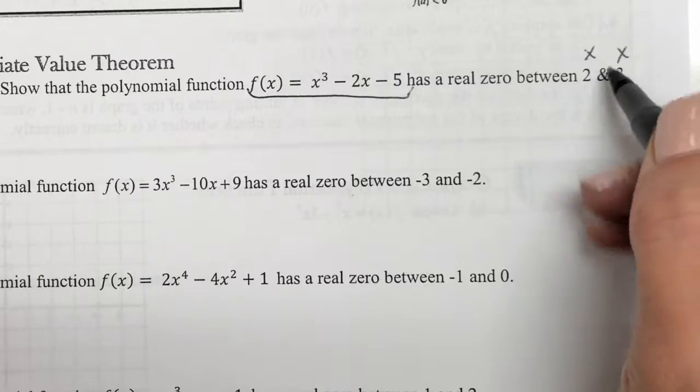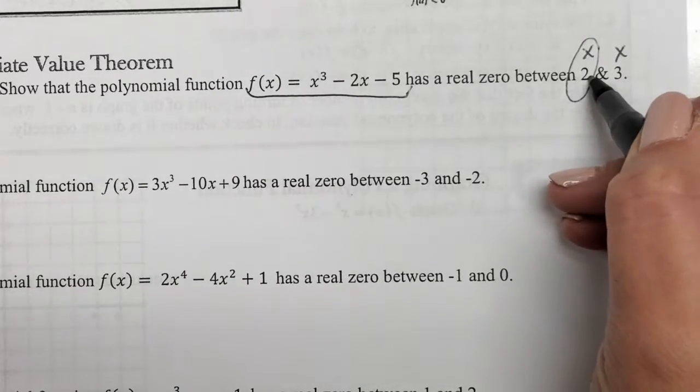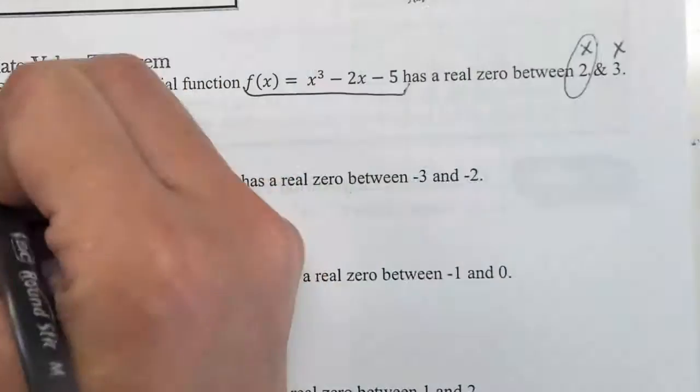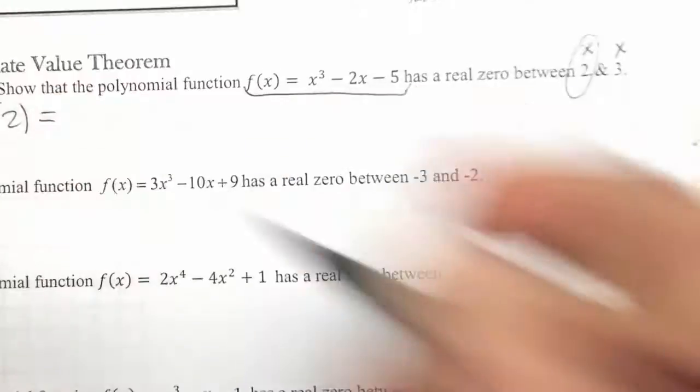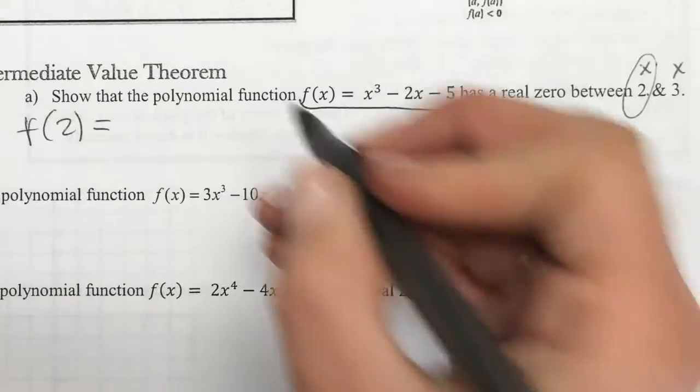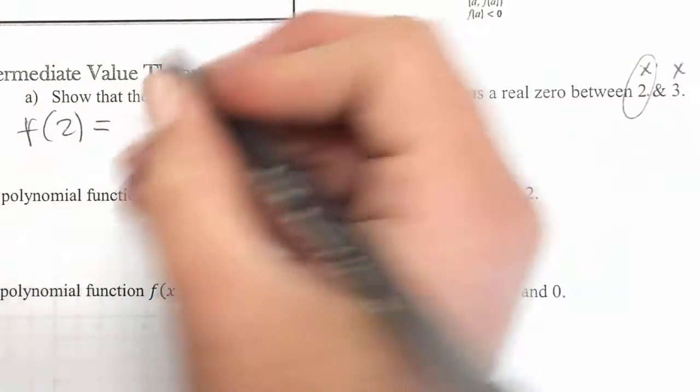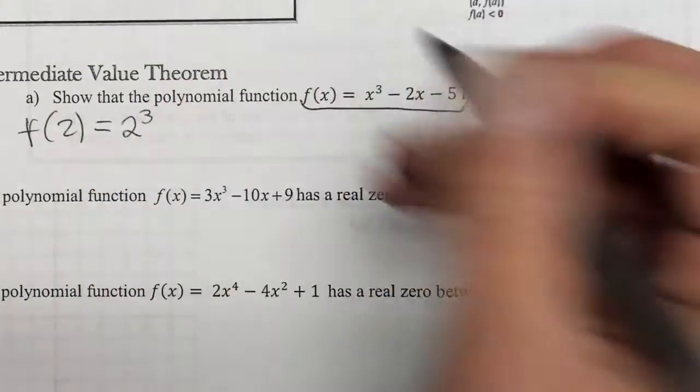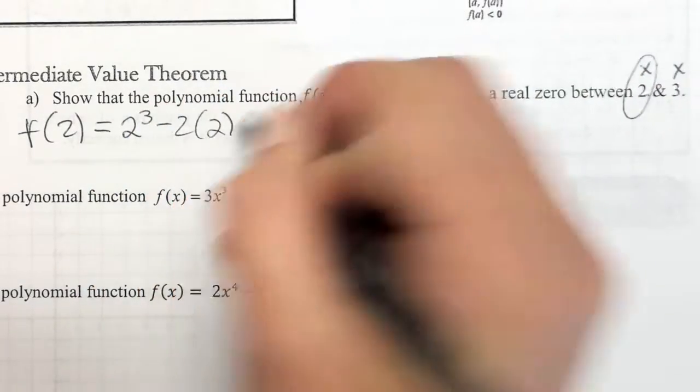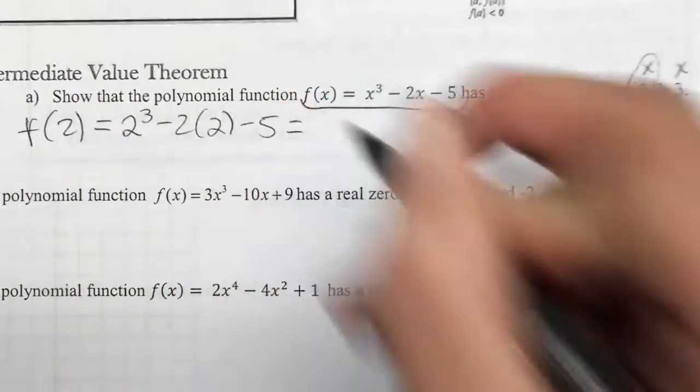So how do I find the y value when x is 2? Plug it in. Very good. So write f of 2. That's what we're finding. And I'm going to rewrite this, but I'm going to put 2 for all the x's. So 2 cubed minus 2 times 2 minus 5.